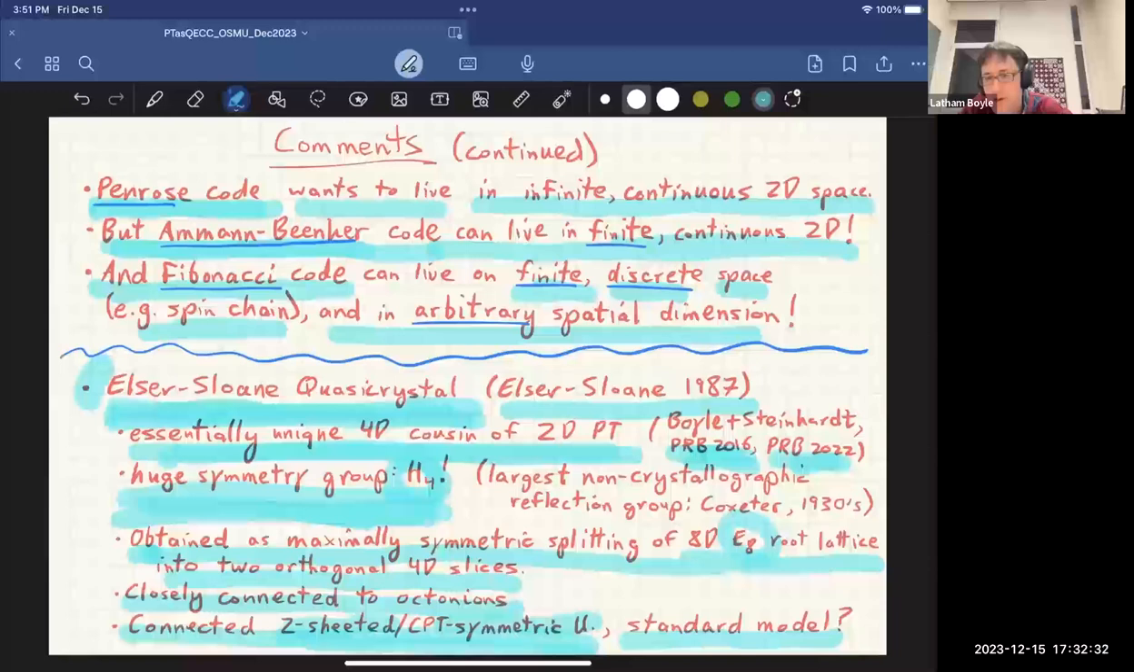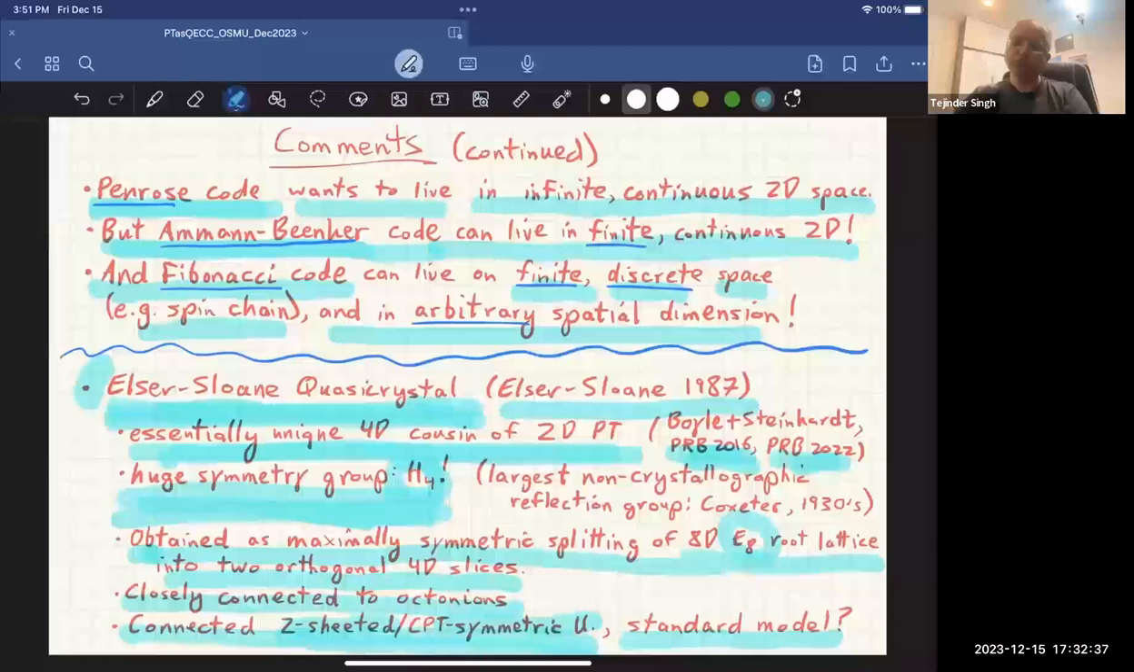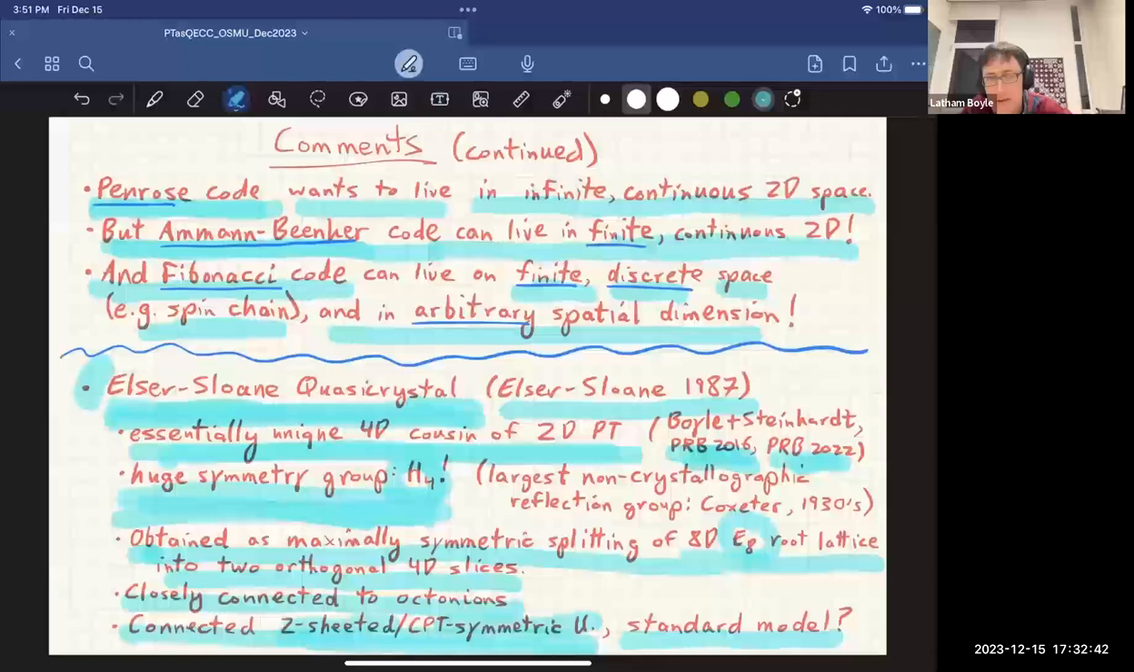In our code, the infinite code, we only prove this theorem that for any finite region, no matter how large, the error can be corrected.